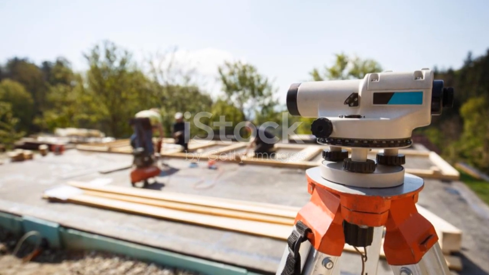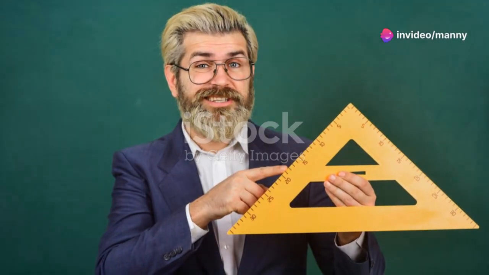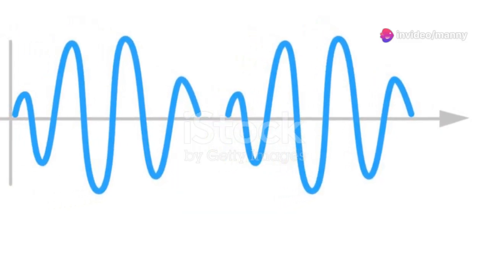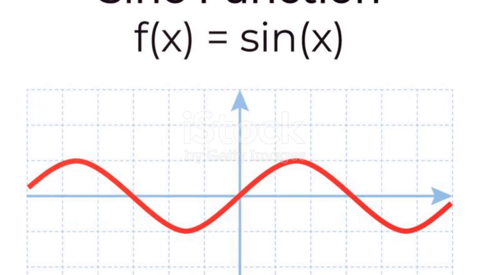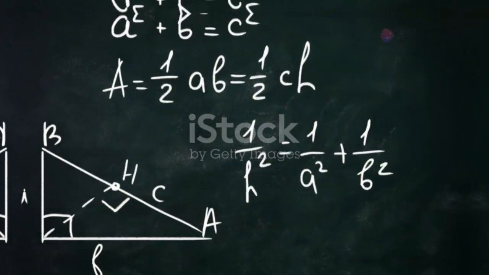We can use these functions to find unknown sides or angles. For example, if we know an angle and the hypotenuse, we can find the opposite side. We'd use the sine function for this. These functions are the building blocks of trigonometry. They're used in more complex problems and in other areas of math.